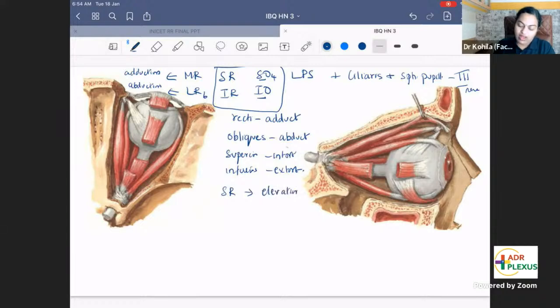Elevation of eyeball, adduction of eyeball, intorsion. If I ask you superior oblique: depression, abduction, intorsion. Okay, guys. Now we'll go to identifying these muscles.